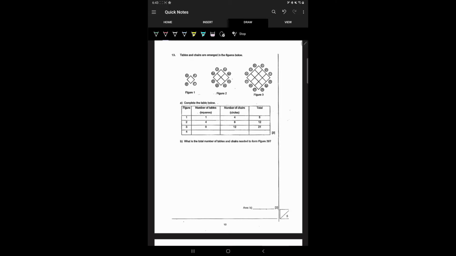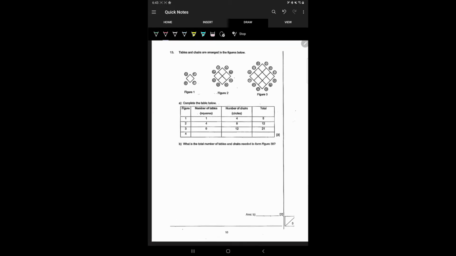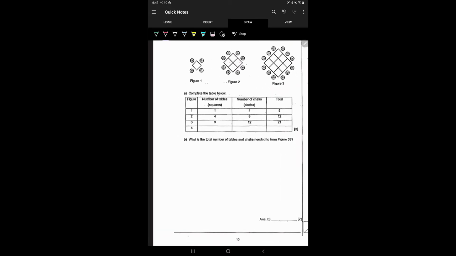Alright, so question number 13. It's a pattern question. So tables and chairs are arranged in the figures below. So figure 1 starts off with 1 table and 4 chairs, increases to 4 tables and 8 chairs. Then the third one is 9 tables and 12 chairs. So if you can see the pattern here, this is actually 1 square. This is 2 square. This is 3 square. This is basically just multiples of 4.